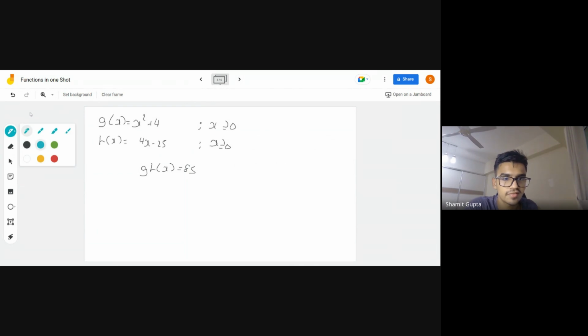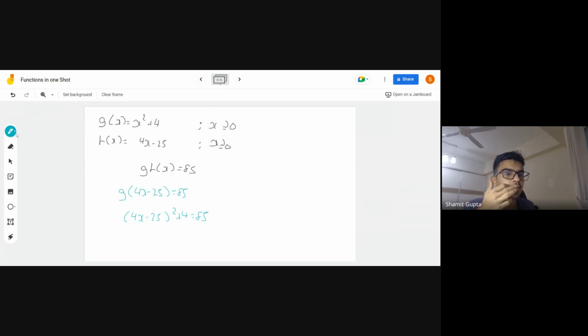I'll just do the starting for you. It becomes G of 4x minus 25 equals 85. Please don't divide it. This is a function, it's not multiplied. Don't say G is equal to 85 over 4x minus 25. No. This is G of 4x minus 25. So it becomes 4x minus 25 squared plus 4 equals 85.